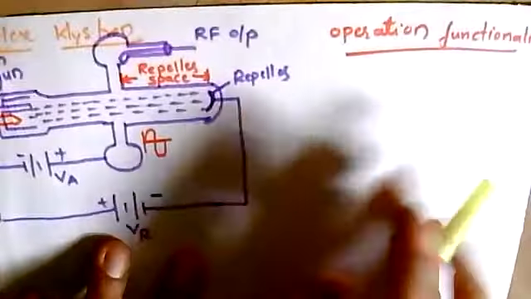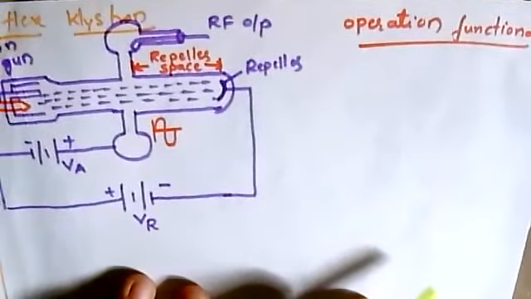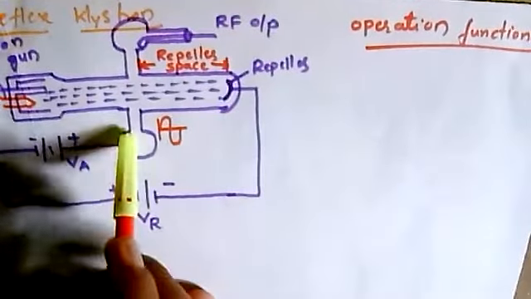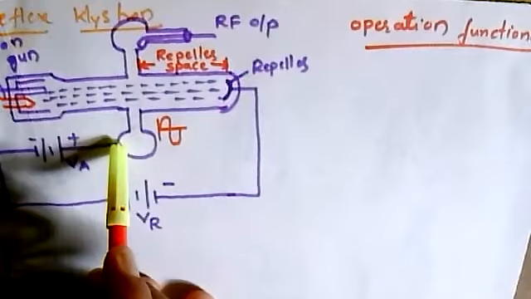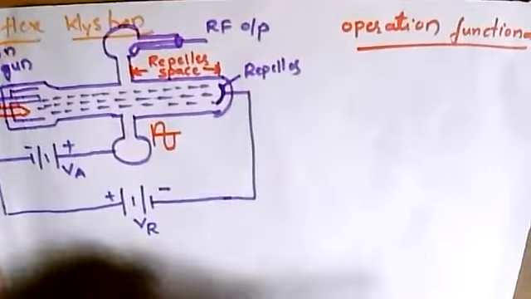Now I'll be explaining the operational functionality. It's been very easy, as whatever the functionality, the concept we have discussed for a two cavity klystron is applicable for the reflex klystron with a single cavity. Okay. Now let me check how it is being done.